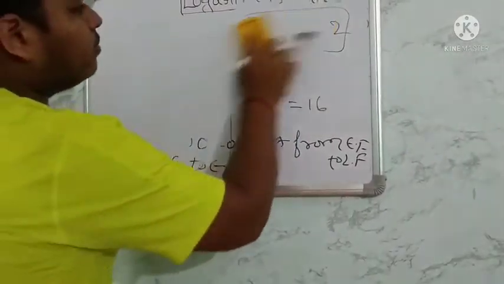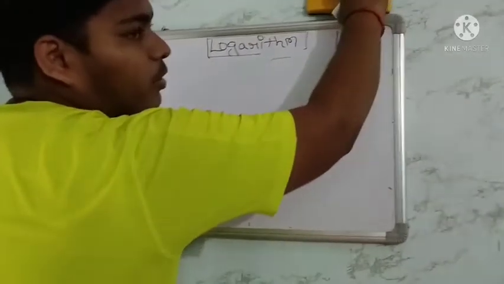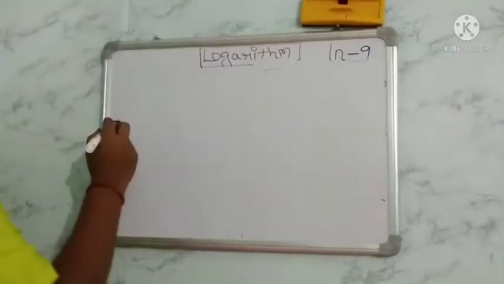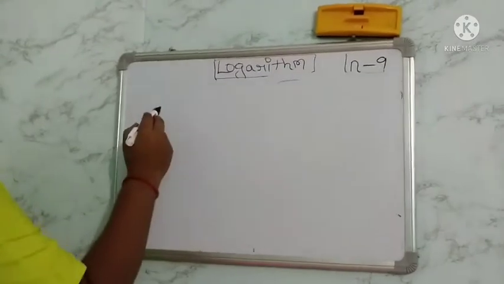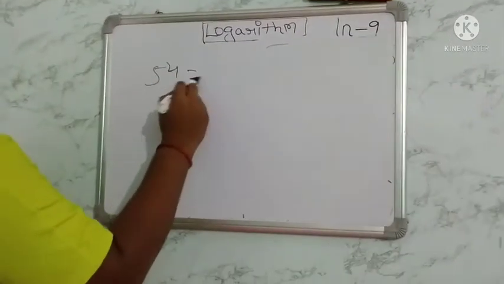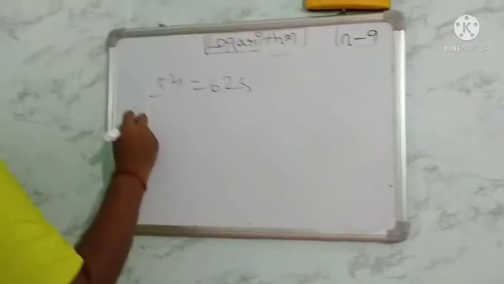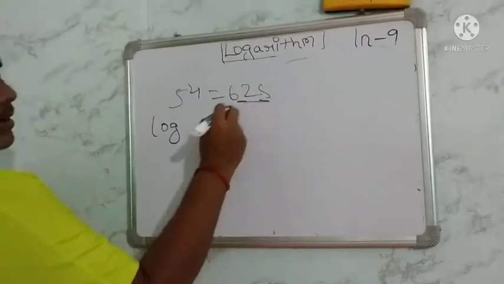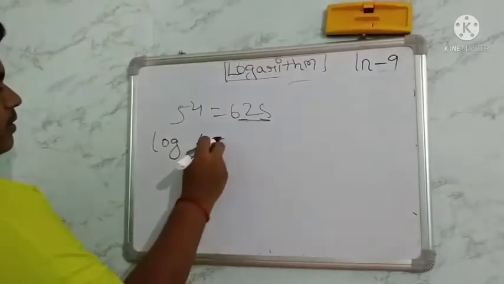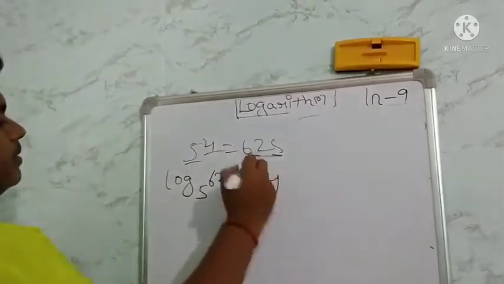We will solve only 2 questions today, and in the next video we will solve all the remaining questions of exercise 9.1. So first question, let us see, for example, 5 power 4 is equal to 625. So what will come here? Log, very good. This will be written here as 625, the base 5 is equal to 4, the power, written here.